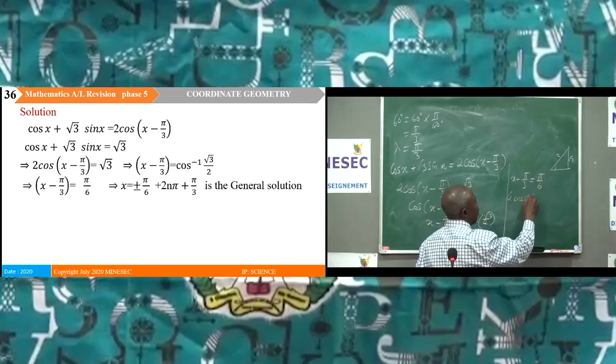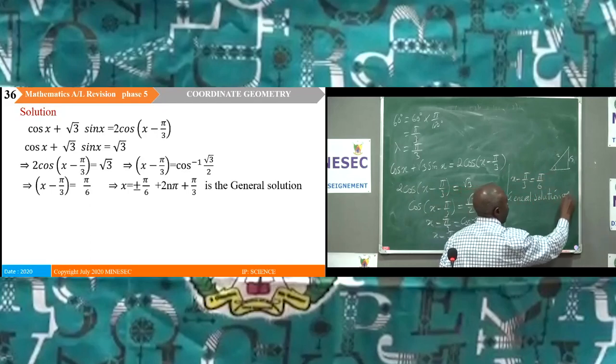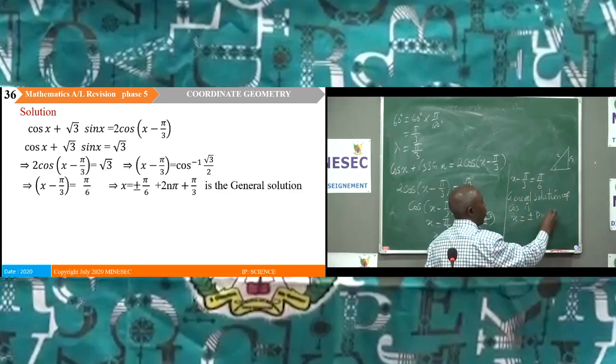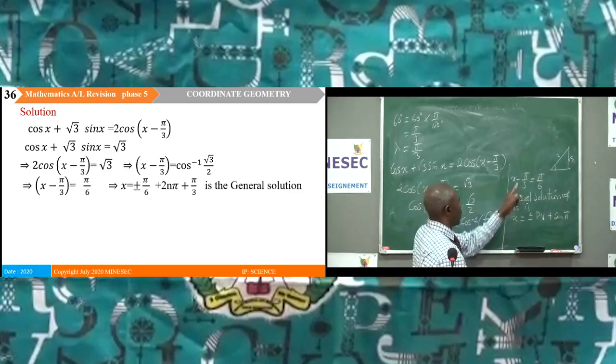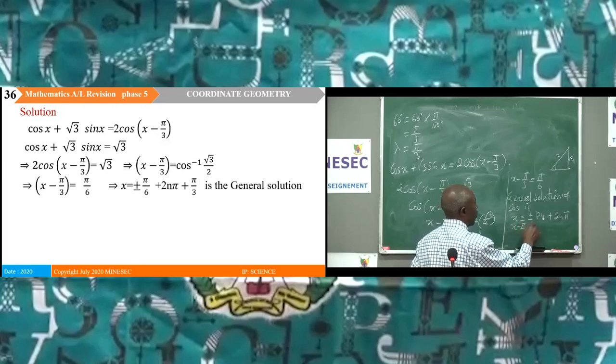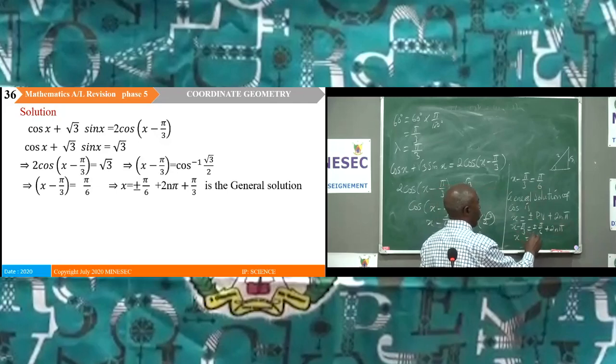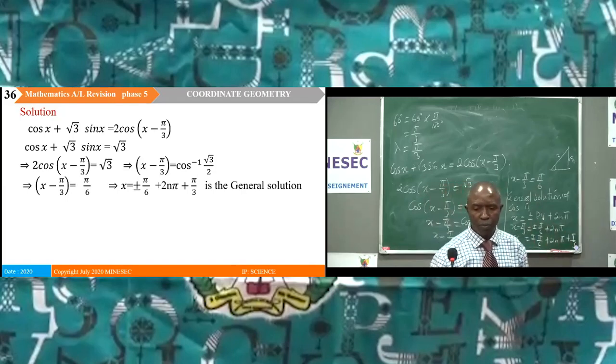The general solution of cos is x equal to plus or minus the primary value plus 2n pi. From there, what is our x here? We have x minus pi over 3 is equal to plus or minus our primary value pi over 6 plus 2n pi. So x is equal to plus or minus pi over 6 plus 2n pi plus pi over 3. From here, we can always obtain the values of x when we know n. And that is your general solution. We have come to the end of this revision phase, and our next phase will be on calculus.